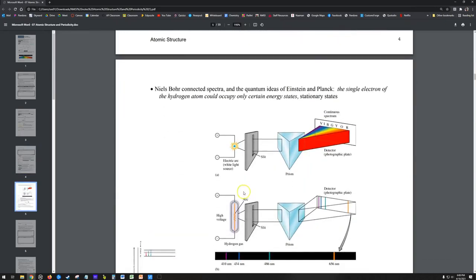Okay. Niels Bohr connected spectra and the quantum ideas of Einstein and Max Planck. The single electron of the hydrogen atom could occupy only certain energy states. So that's why we have energy shells, because of this quantization of matter. Energy is only in packets. You can only have electrons in the first shell or the second shell. There's nothing in between. There's empty space in between those two shells.